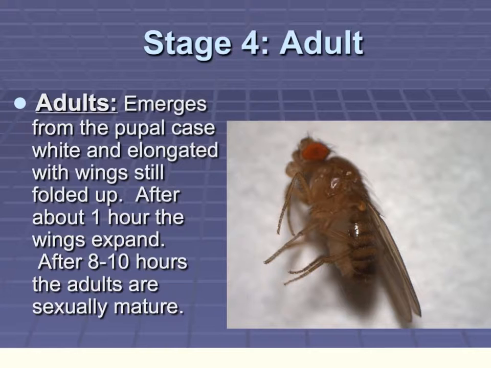Now, once the adults emerge from the pupa, they will be elongated and the wings may still be folded up for about an hour. After that time, the wings will be able to expand and the flies will be able to fly. It is during this time that we want to separate the males from the females, because after 8 to 10 hours, the adults are sexually mature, and to have a proper lab set up in which valid results can be estimated and analyzed, we must start with the virgin female flies.